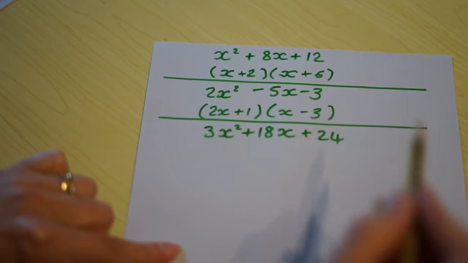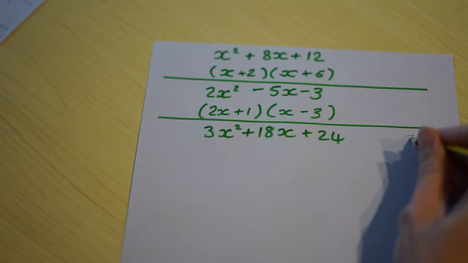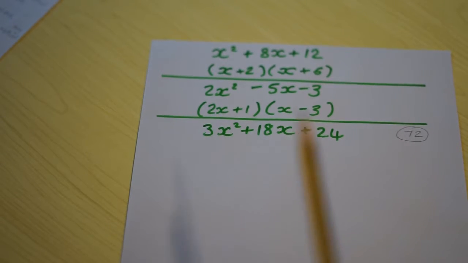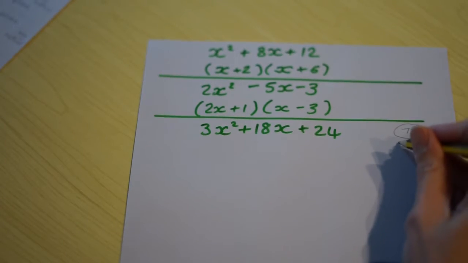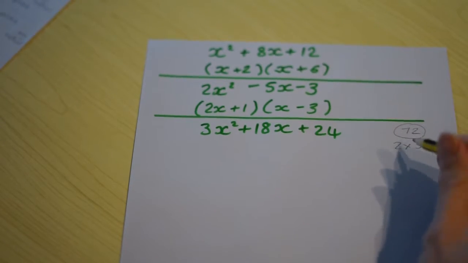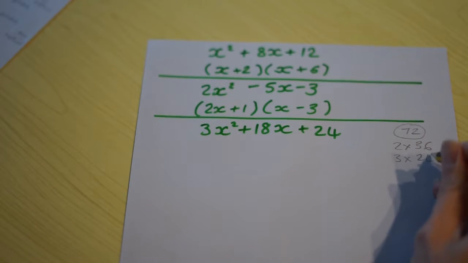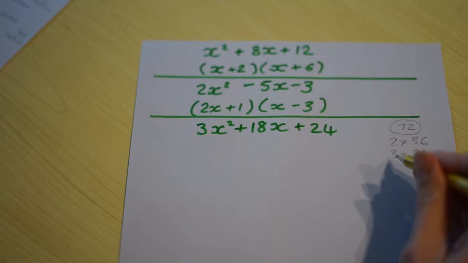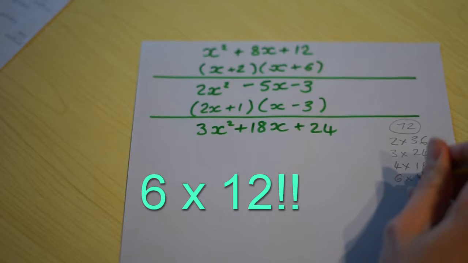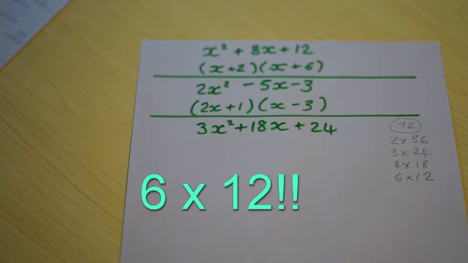First of all, 3 times 24 is 72. This is what we're going to use to find our list of pairs of factors, and we're looking for pairs of factors that add up to 18. So we've got 2 times 36, not 18, 3 times 24, not 18, 4 times 18, not 18, 6 times 12, and that's the one.